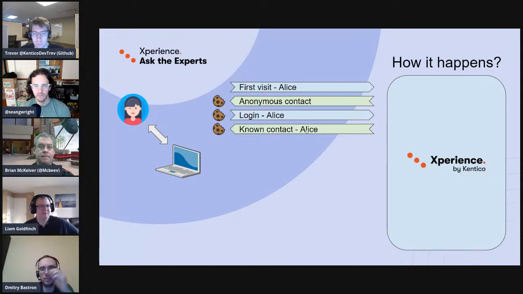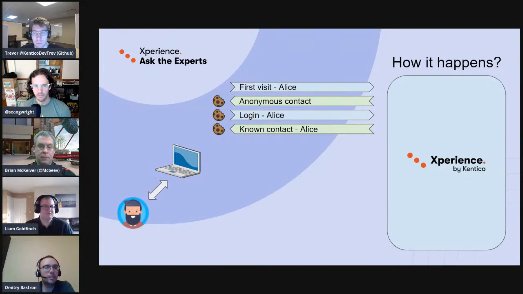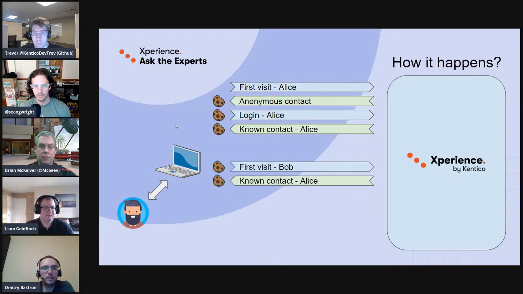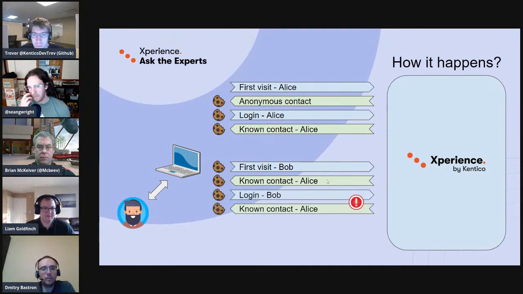I will show you this a bit later, which apparently gets your contact known. So now it is a known contact, Alice, and then she disappears from the computer, and Bob takes over. So Bob starts browsing your website. Again, on the first visit, it's Bob, but as cookies are kept on the browser, he is still recognized as a known contact. And then Bob logs in.